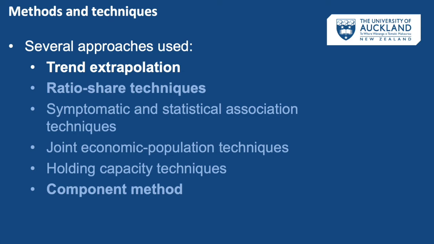Those methods and techniques most commonly include trend extrapolation, ratio share techniques, symptomatic and statistical association techniques, joint economic population techniques, holding capacity techniques, and cohort component method. In this module, we'll cover trend extrapolation, ratio share techniques, and cohort component method. These are a few of the more commonly employed methods in demography and planning practice.